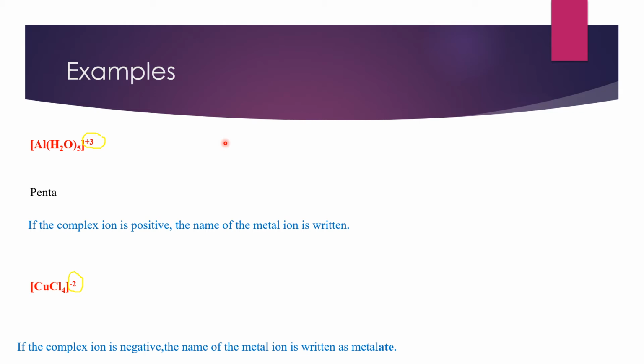That's the first thing you write. Then you write the name of the ligand. Now because the ligand is water, we will not say pentawater. We will use the name that we have learned earlier on. Water will be called aqua. So it will be pentaaqua. Okay. Then you write the metal ion, aluminium.